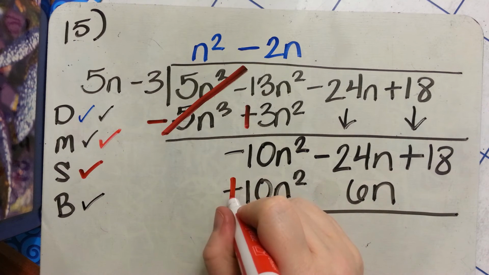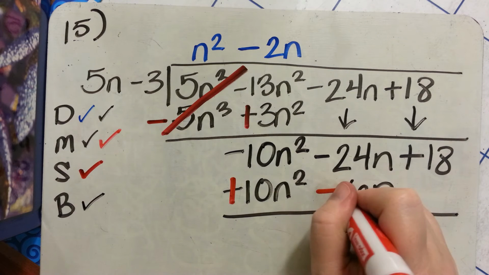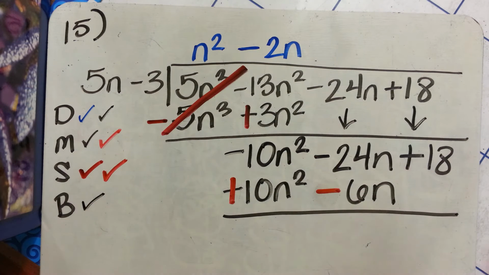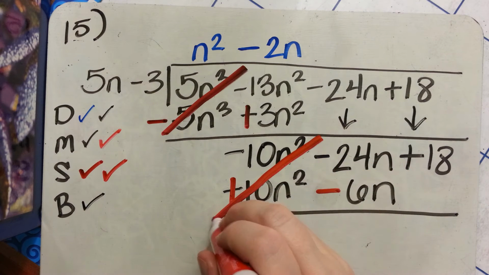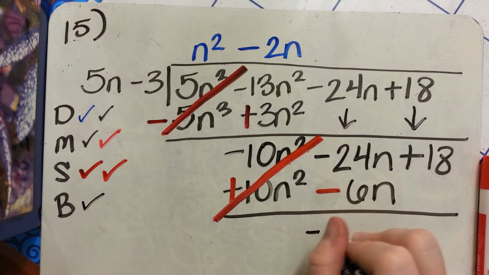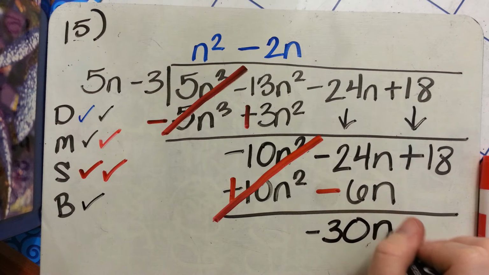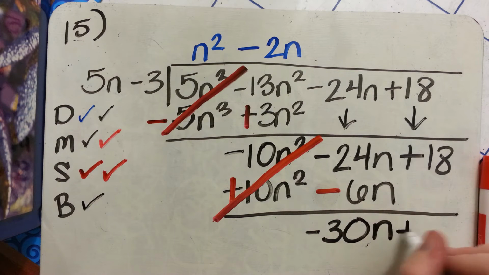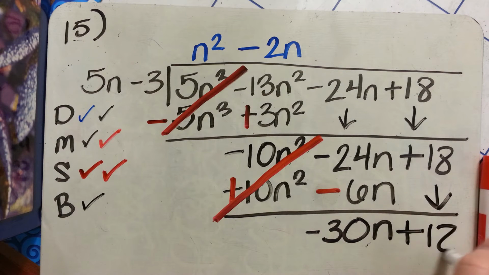So we're going to turn that into a positive. This is going to become negative. We're going to subtract from there. Again, these first two terms should always add up to 0 if you're doing this step properly. Just a way to check yourself. We're going to add these up and get negative 30n. And of course, don't forget to bring down. So that was our subtraction and bring down.